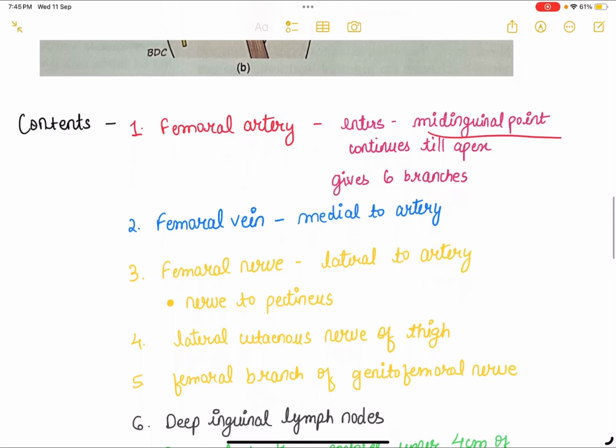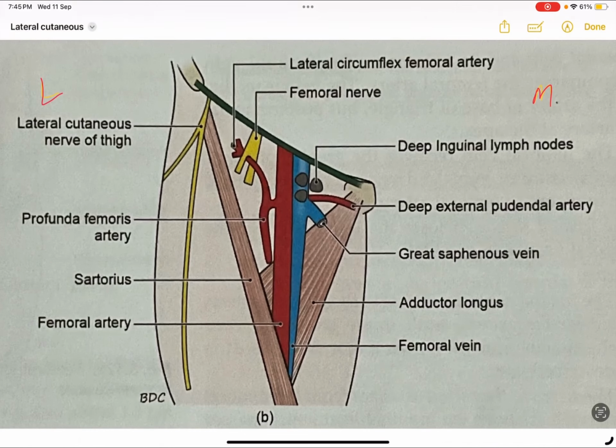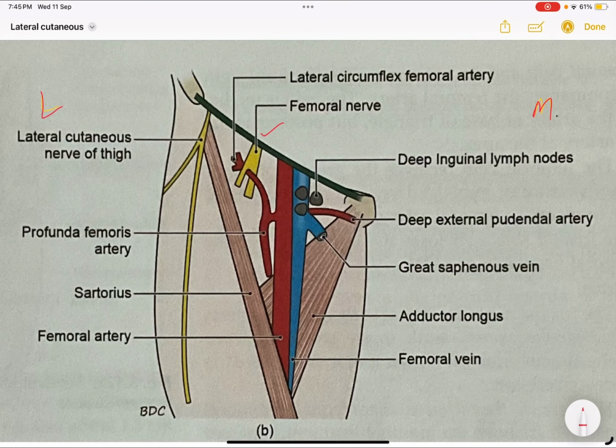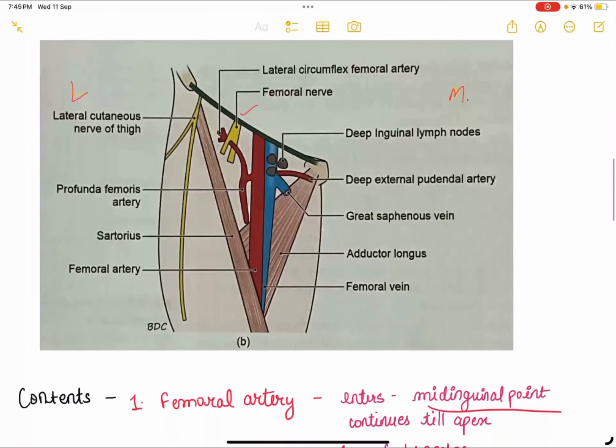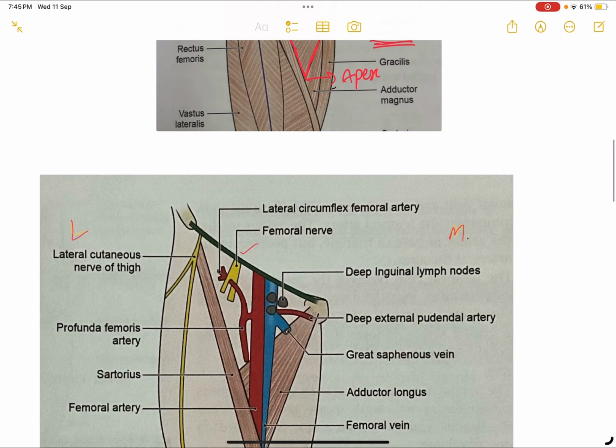So our next content is the femoral nerve. The femoral nerve lies lateral to the artery. We can see here that it is lying lateral to the artery. We have a branch of the femoral nerve which is the nerve to pectineus. This is also one of the contents. Then we have the lateral cutaneous nerve of the thigh. This is also visible here.